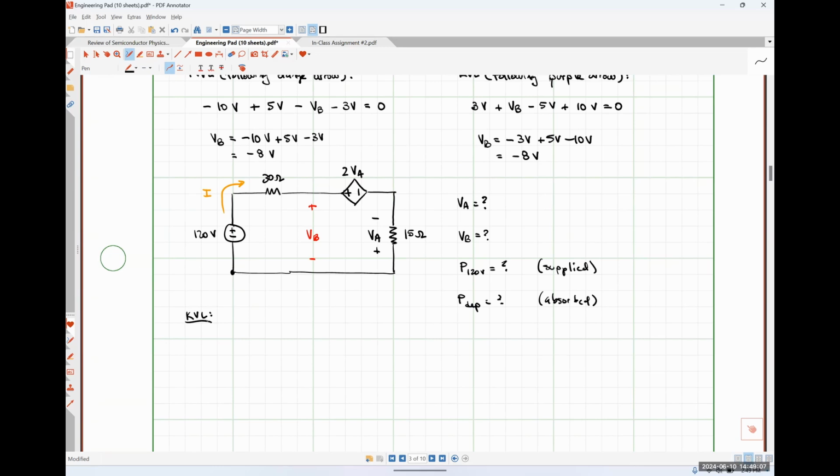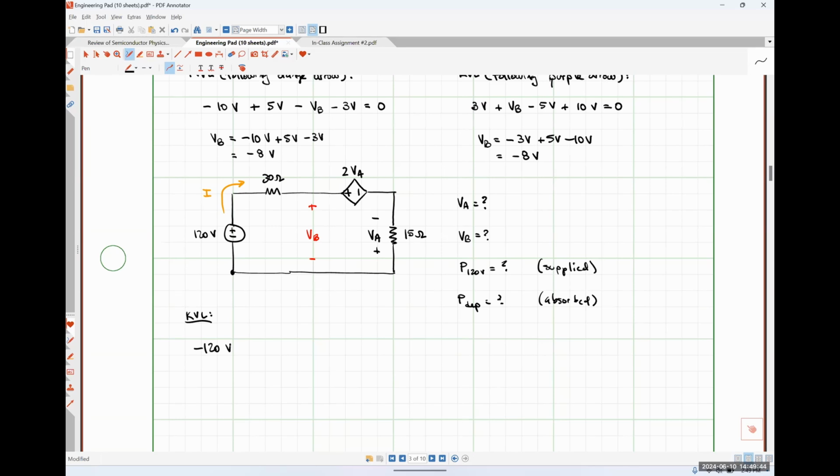Negative 120 volts. Negative 120 volts, okay? What do I see next? A 30 ohm resistor. So we see a 30 ohm resistor, okay? Now, we're applying Kirchhoff's voltage law, which means that our goal is to add up voltages, okay? Our 30 ohm resistor does not have a specified voltage drop over it, which means we are going to have to introduce one.